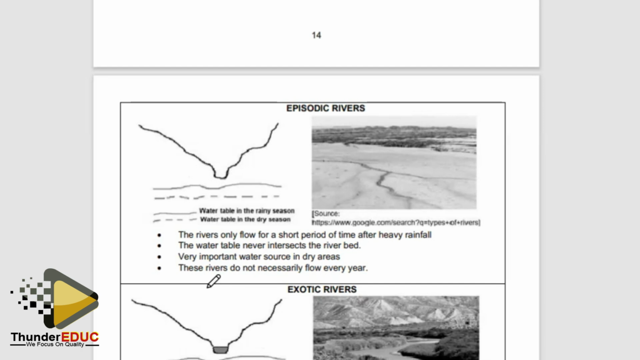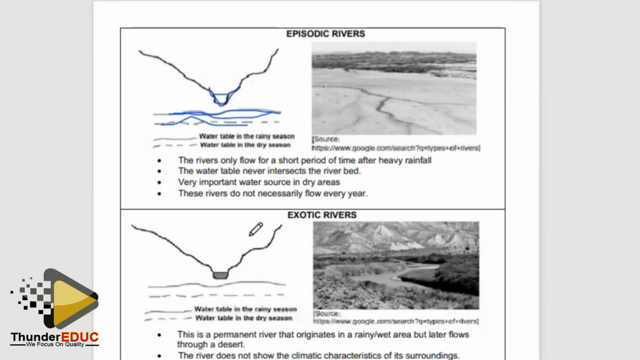But after a very short space of time, those rivers will dry up, which means they do not even have any intersection with the water table, like what you are seeing here. The river channel is up here. The rainy season water table is there, and the dry season is even lower, which means these rivers can only have water after heavy rainfall. And when the water seeps into the ground, it goes to the rainy season water table, which is even lower than the bed of the river, and the river does not have water flowing in it.